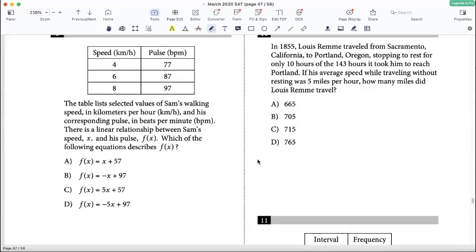Okay, so let's first find the slope of the line. So that would be y2 minus y1 divided by x2 minus x1. So let me take this and this. So 87 minus 77 is 10. 6 minus 4 is 2. So the slope is 5. And the only option with the slope of 5 is option C. So that's my answer.